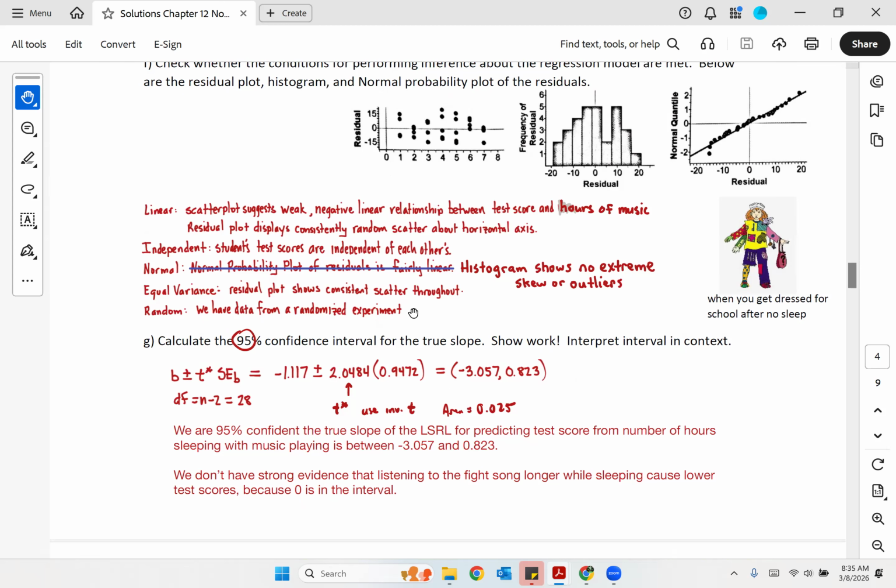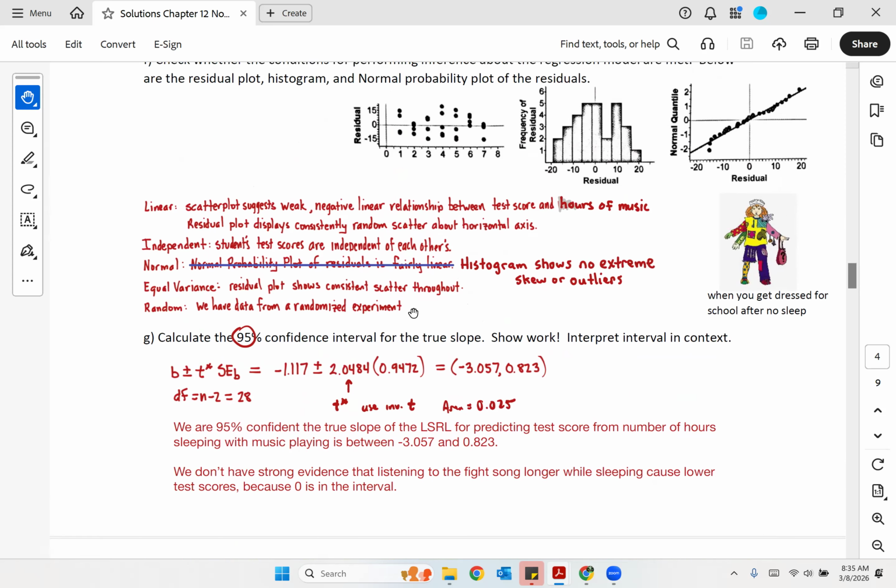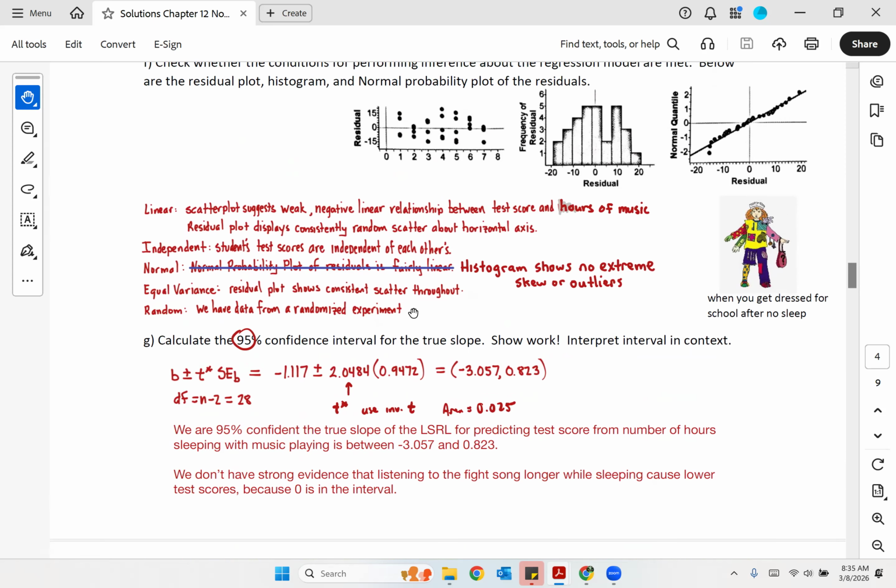All right, part G, the very last part. Let's go ahead now and construct a confidence interval for the real slope. We have a sample slope of -1.117, but that doesn't mean the real population LSRL has the same slope. We're looking for an interval of where the real slope might fall.